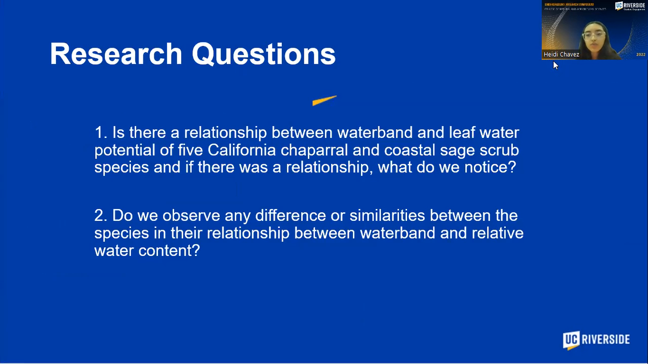Two research questions we wanted to answer in this completed research: is there a relationship between water band and the leaf water potential of the 5 California chaparral and coastal sage scrub species we had chosen? And if there's a relationship, what did we notice? Our second question is if we observed any differences or similarities between the species in their relationship between water band and relative water content.